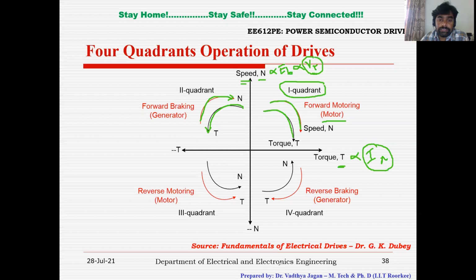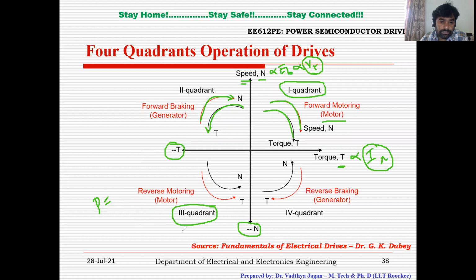In the third quadrant, both speed and torque are negative, or in other words, voltage and current are both negative. Power is a product of voltage and current. Minus into minus will be plus. That means the machine is drawing power from the supply. So the machine is behaving like a motor, converting electrical power into mechanical power.